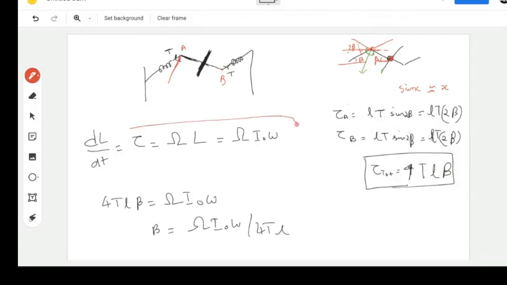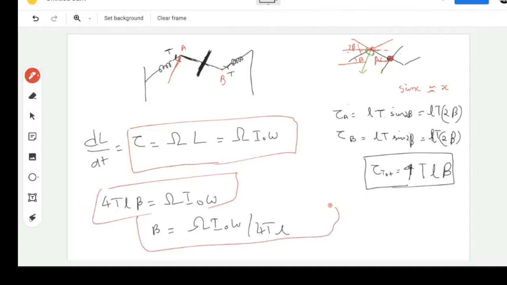Now again you apply this. That's it. Solved. You had to solve for beta. See how simple that is.